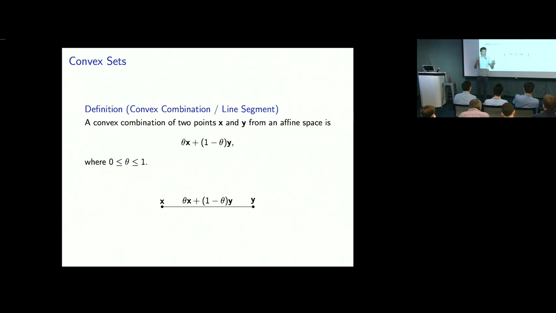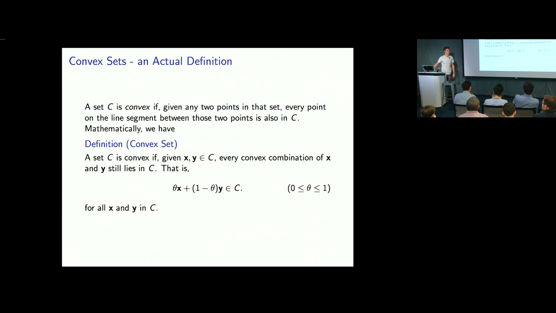So that's a convex combination, or just think of it as a line segment between 2 points, x and y. And so the mathematical definition of a set being convex is that for every x and y in this set C, the convex combination for any theta parameter between those x and y is still in C. That's just the same thing we saw in the diagram. You draw a line segment between x and y, and that is still in the set.